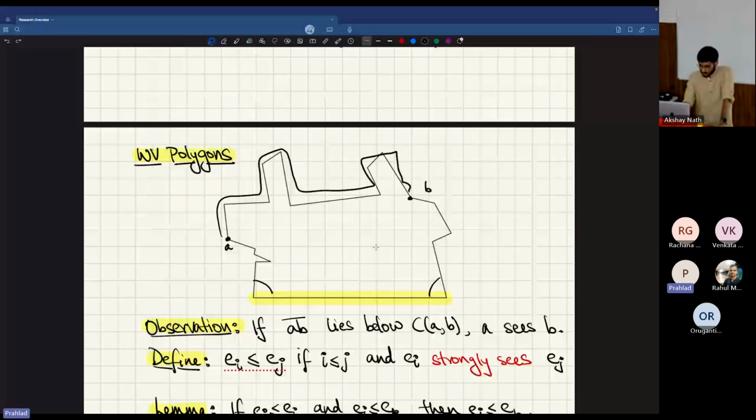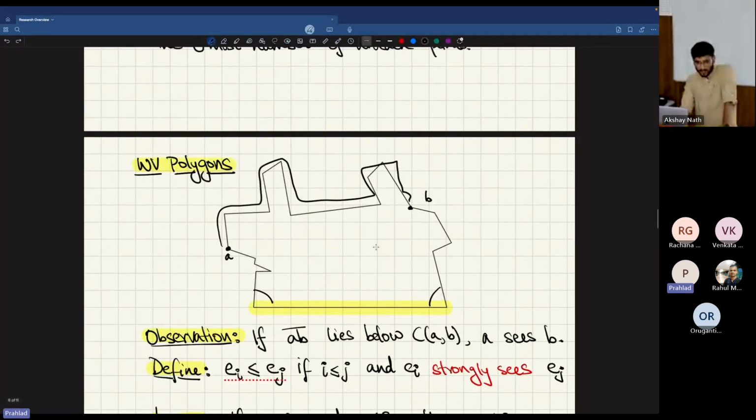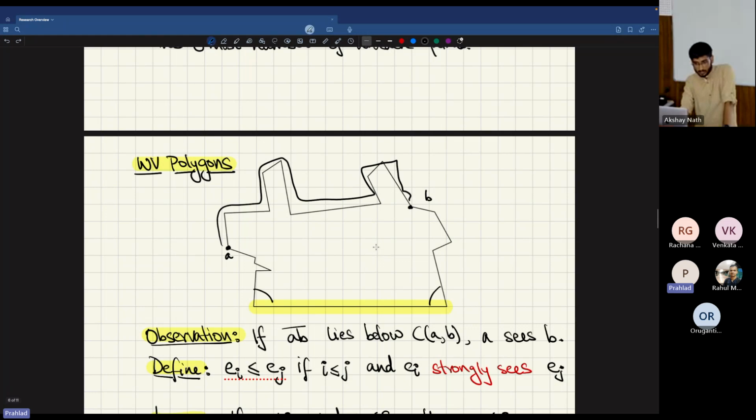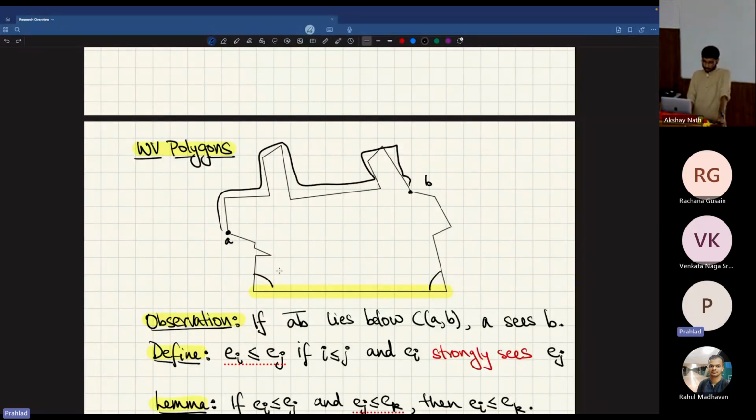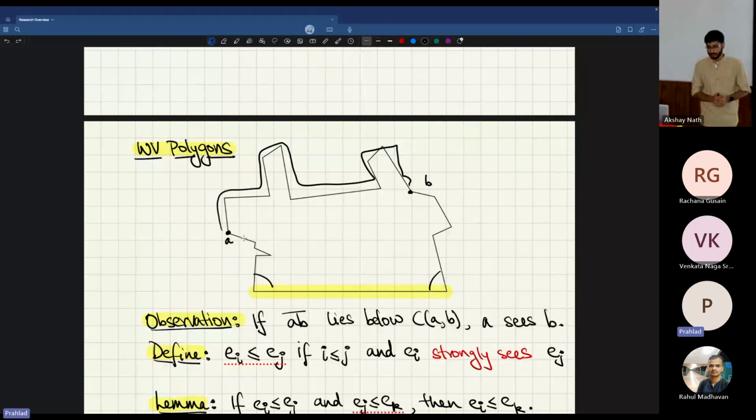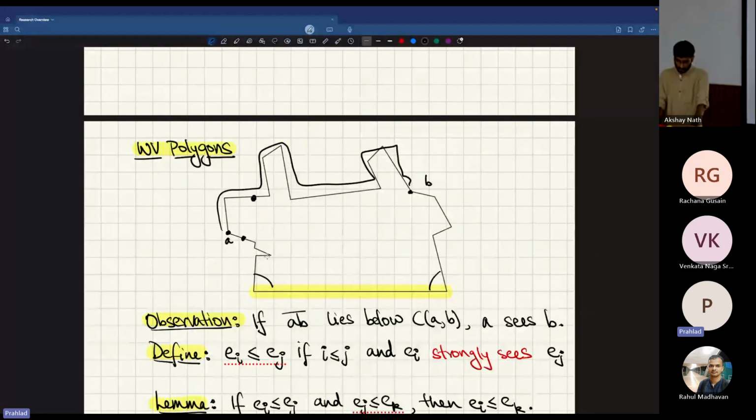So here's a definition that we'll have. We're going to define a poset, a partially ordered set. We have edges E1 through however many, which are everything in this polygon ordered this way around. So you have E1, E2, E3, and so on. We say that Ei is less than or equal to Ej, just a relation, if i is less than or equal to j, as in it comes before the other edge. And moreover, Ei strongly sees Ej, not weakly, right?